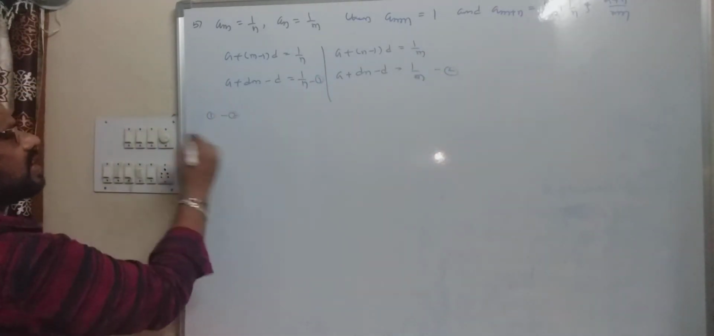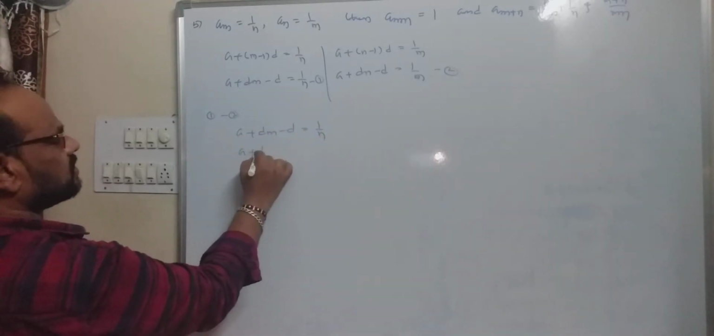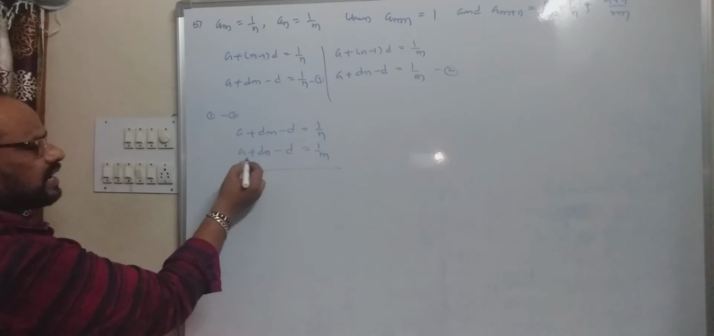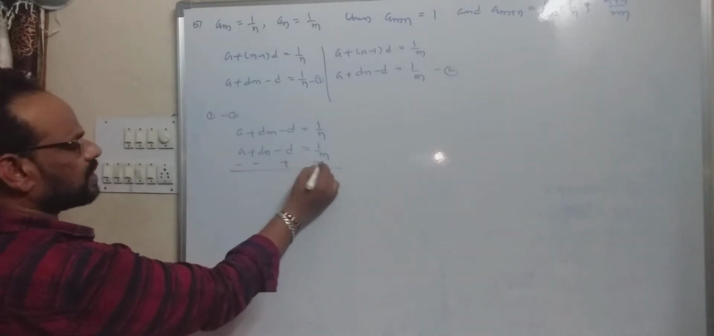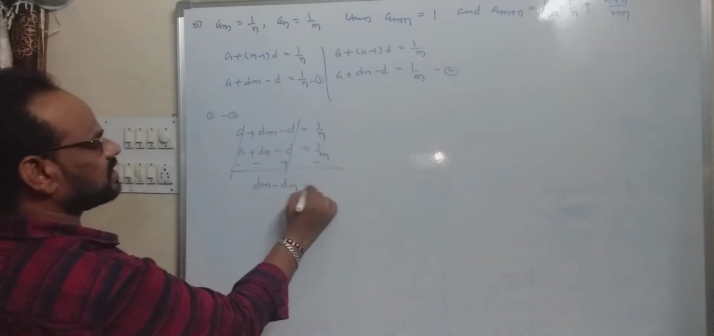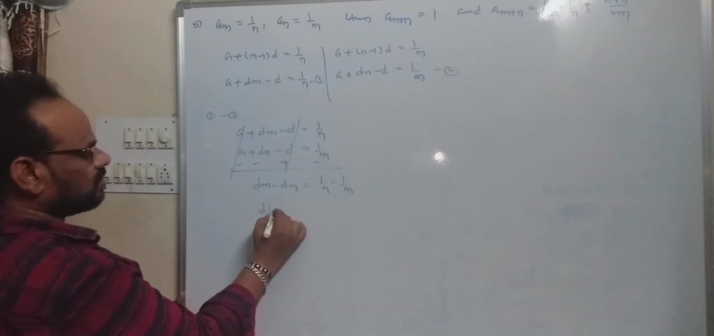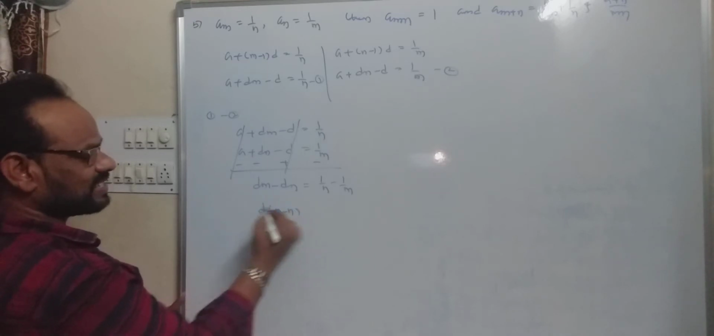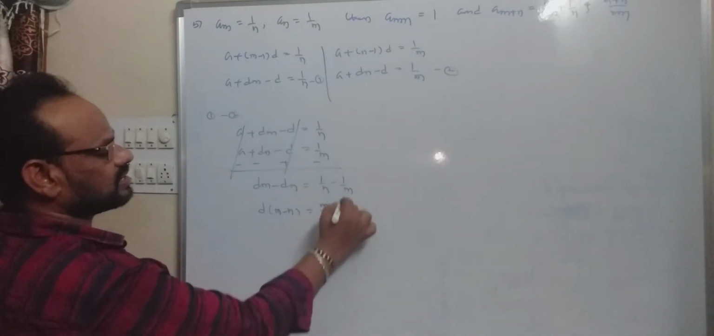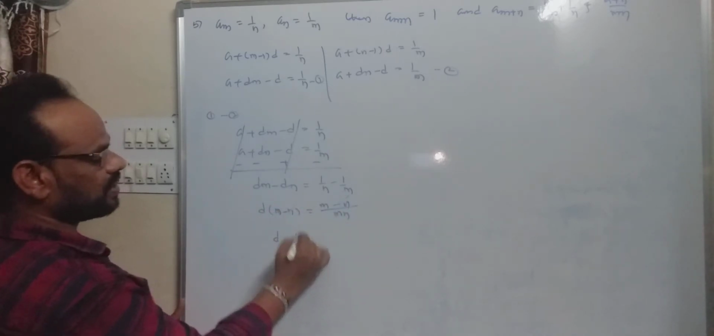Equation 1 minus equation 2, we will get a plus dm minus d is equal to 1 by n, minus a plus dn minus d is equal to 1 by m. If you subtract, the second equation's signs will be changed: minus, minus, plus, minus. a gets cancelled, d gets cancelled. That means dm minus dn is equal to 1 by n minus 1 by m. We want d. So if you take d as common, d into (m minus n) is equal to, if you do the LCM, (m minus n) by mn. Here (m minus n) gets cancelled, d is equal to 1 by mn.